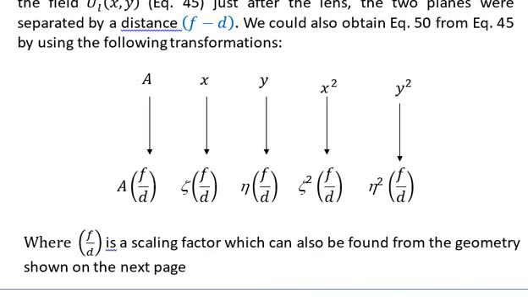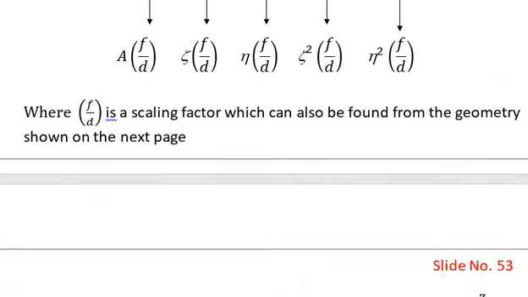So you see that in this transformation, the amplitude will be transformed as A into f over d, the x variable will be transformed as zeta into f over d, the y variable will be transformed as eta into f over d, x square will be transformed as zeta square into f over d, y square will be transformed as eta square into f over d. That is, f over d is a scaling factor. Where f over d is a scaling factor, which can also be found from the geometry shown in the next slide or in the next page.